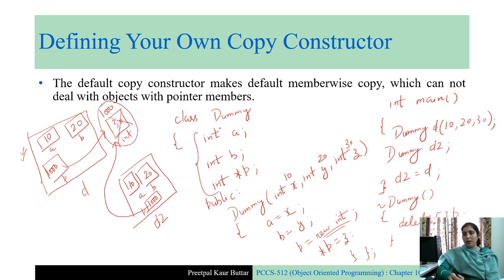And next, after D2's destructor, D's destructor will be executed, and it is also trying to release the same memory which has already been released. Okay, so this is a problem. So we can conclude from here.